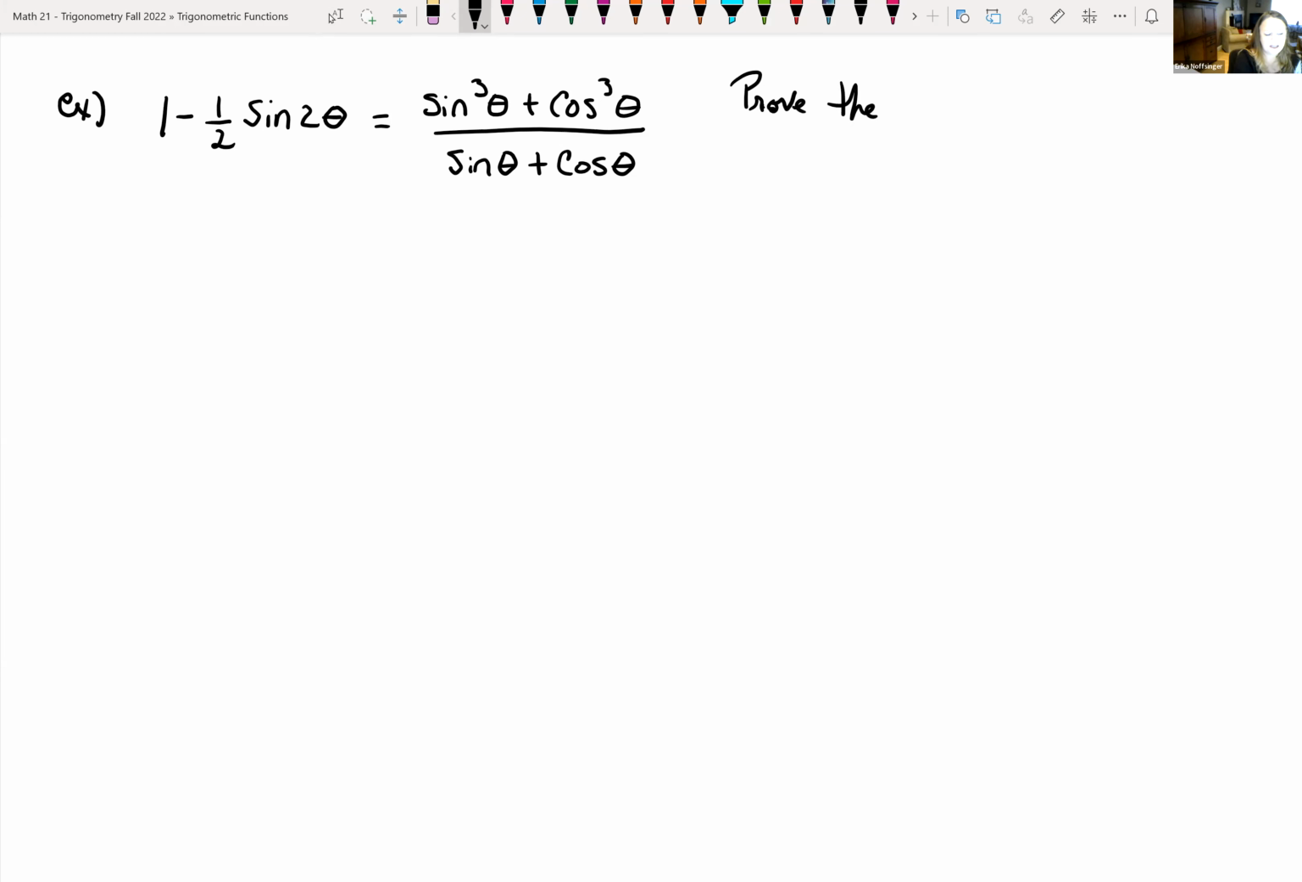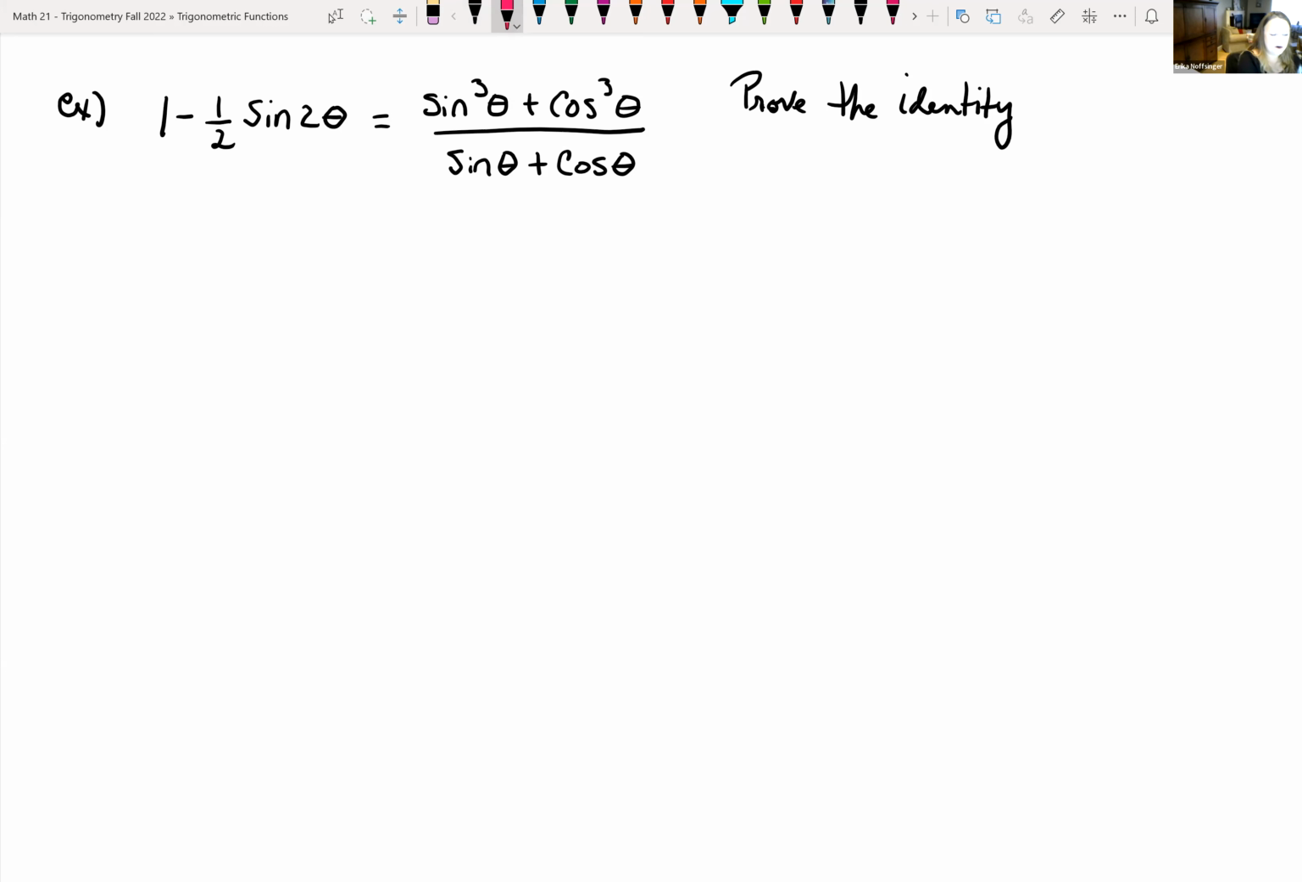So remember when we're looking at proving or showing an identity, we only work with one side of the equation and we manipulate or try to manipulate that one side to look like the other side. Sometimes looking at the more complicated side is easier to do. I'm going to work on the left-hand side just because I see that double angle for sine, and I know that this section is double angle and half angle. So let's start with rewriting sine of 2 theta.